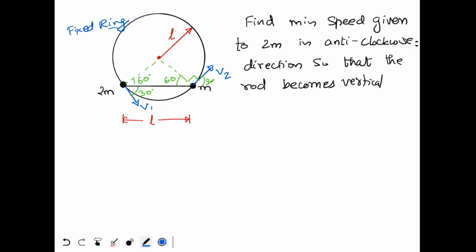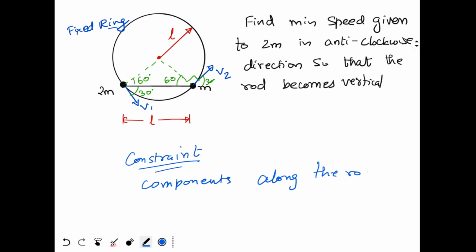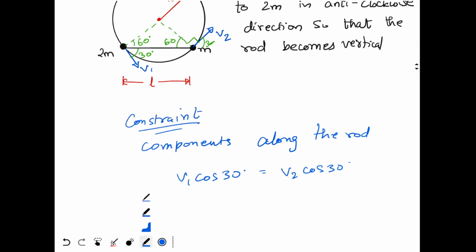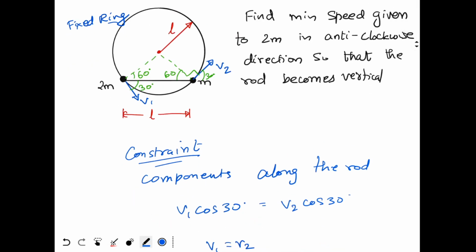Now according to constraint, because the beads are connected by the rod, they should have same velocity along the rod. So components along the rod should be equal. So v1 cos 30 is the component of v1 in this direction, and v2 cos 30 is the component of v2 in this direction. So from here we get that v1 equal to v2, right? So both the particles will have same velocity.